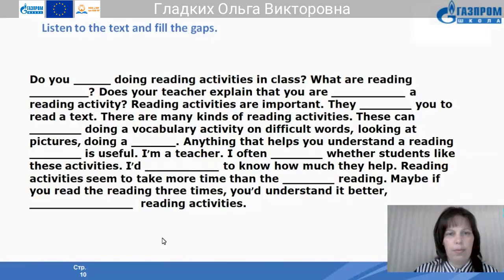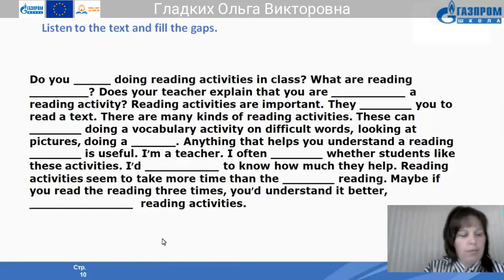I'm a teacher. I often wonder whether students like these activities. I'd really like to know how much they help. Reading activities seem to take more time than the actual reading. Maybe if you read the reading 3 times, you'd understand it better without doing reading activities.